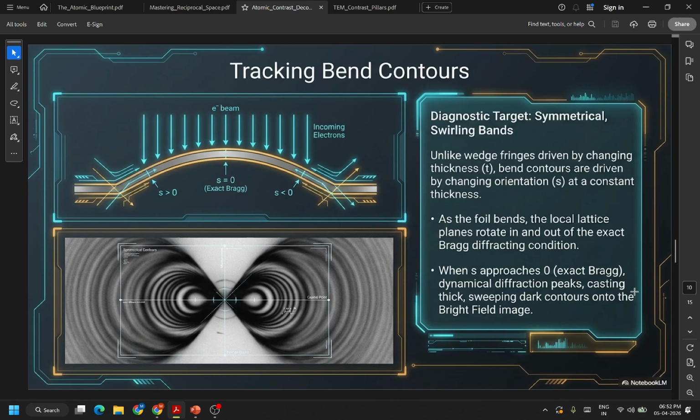So now what happens if your sample is bent? Unlike wedge fringes driven by changing thickness, bend contours are driven by changing orientations at a constant thickness. So now you are not changing your thickness, you are changing your orientation. As the foil bends, the local lattice planes rotate in and out of the exact Bragg diffracting condition. When S approaches zero, dynamical diffraction peaks, casting thick, sweeping black contours onto the bright field image.